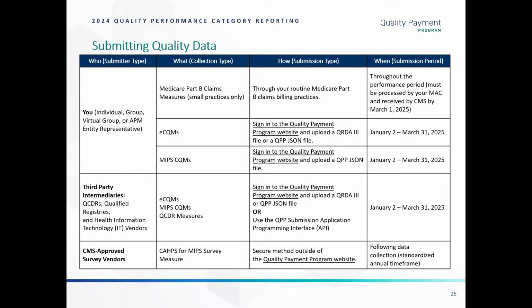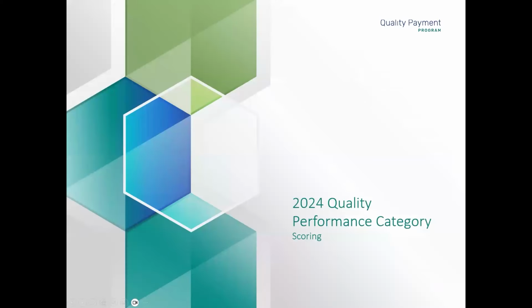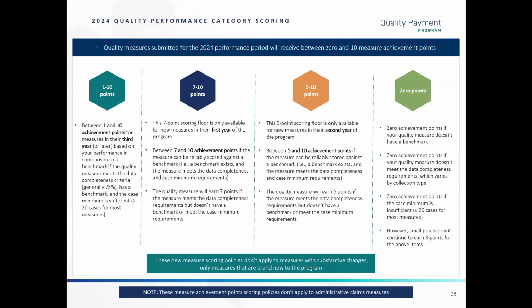Now, in relation to submission period, that's when. As I previously noted, the 2024 data that you will be submitting will be submitted in 2025, specifically January 2nd through March 31st, 2025. And so this slide just outlines a general summary of the who, what, when, and how. Next slide, please. Now I'm going to discuss the scoring for the quality performance category. Next slide, please. So now I'm going to discuss the achievement points that are available.